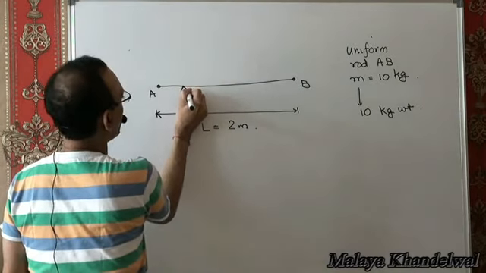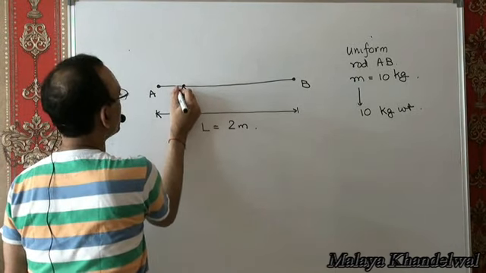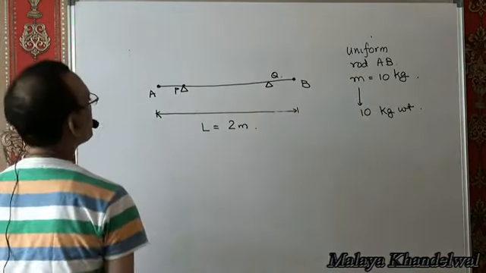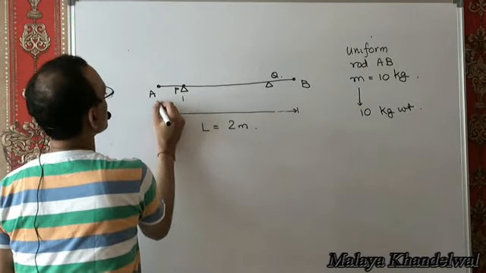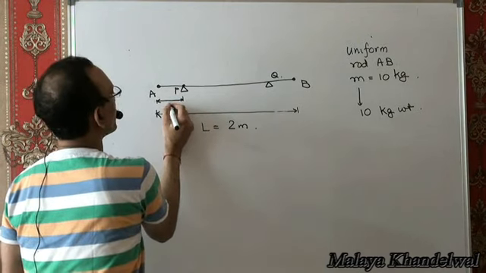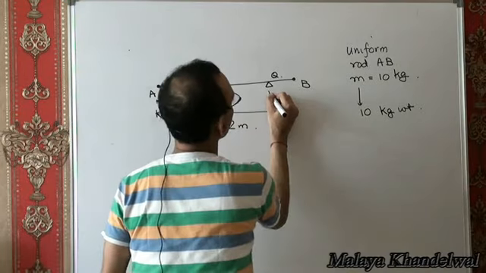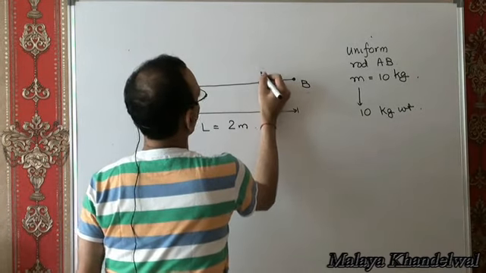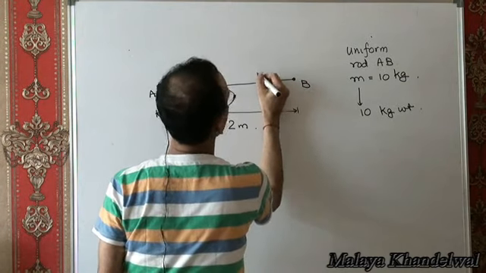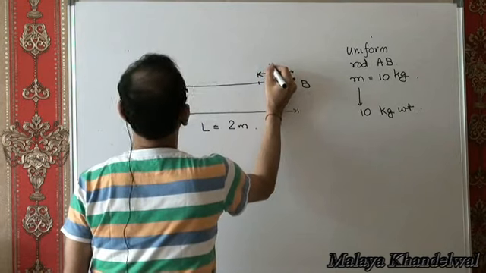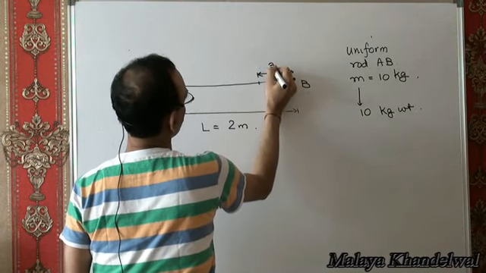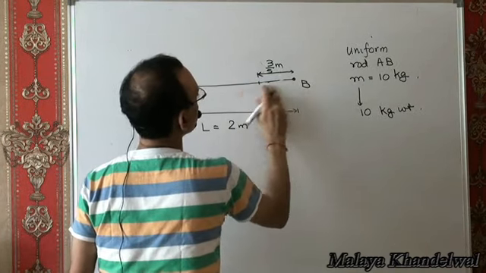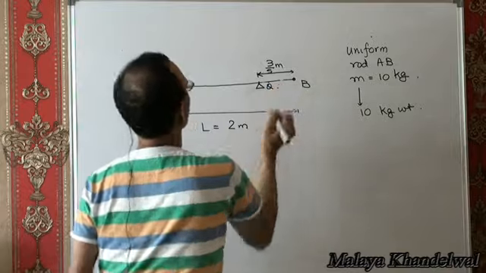It is supported at 2 points, P and Q. Say P is 1/4 of a meter from A, and Q is, say, let me draw it a little further, 3/5 of a meter, 0.6. This point Q is 3/5 of a meter, say.